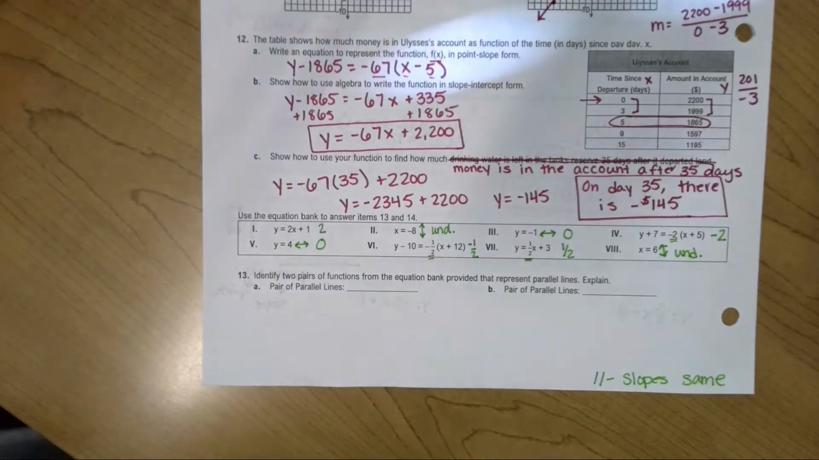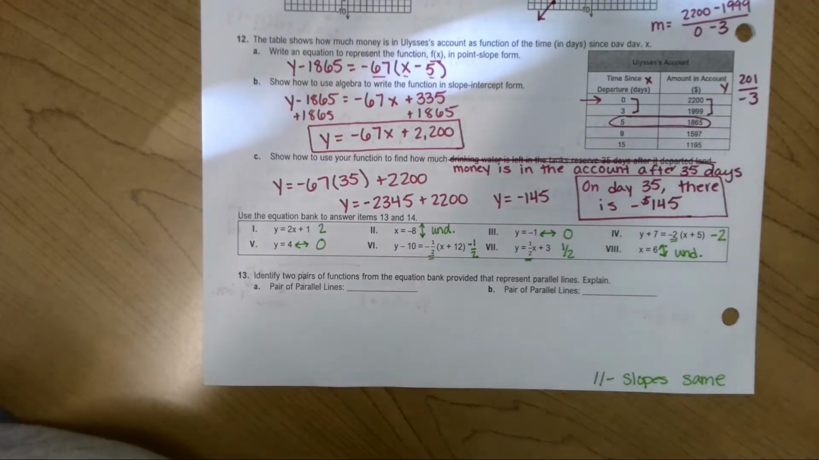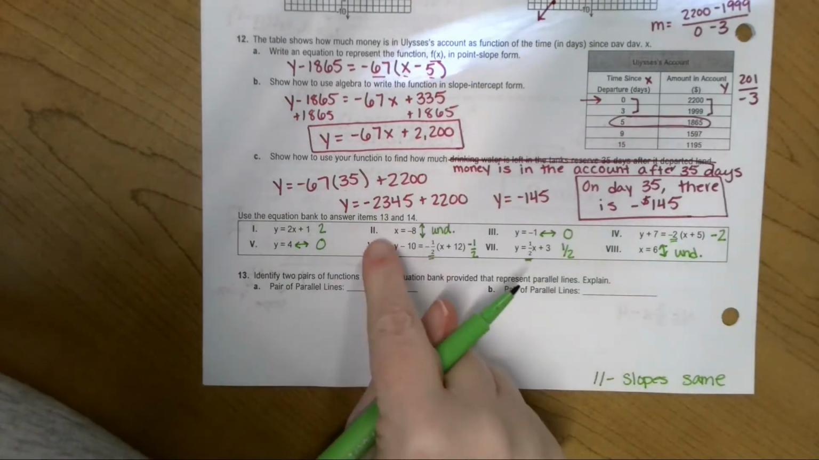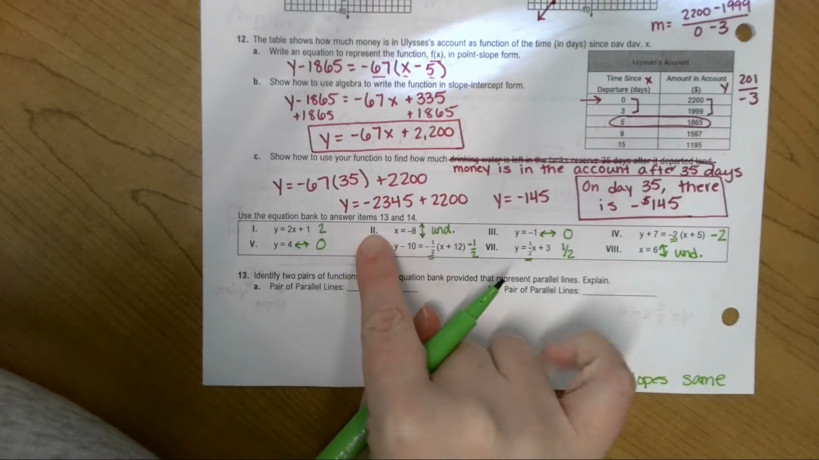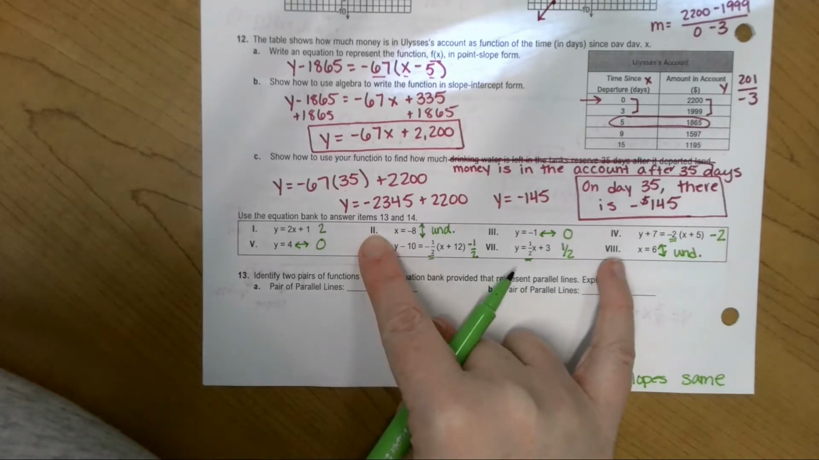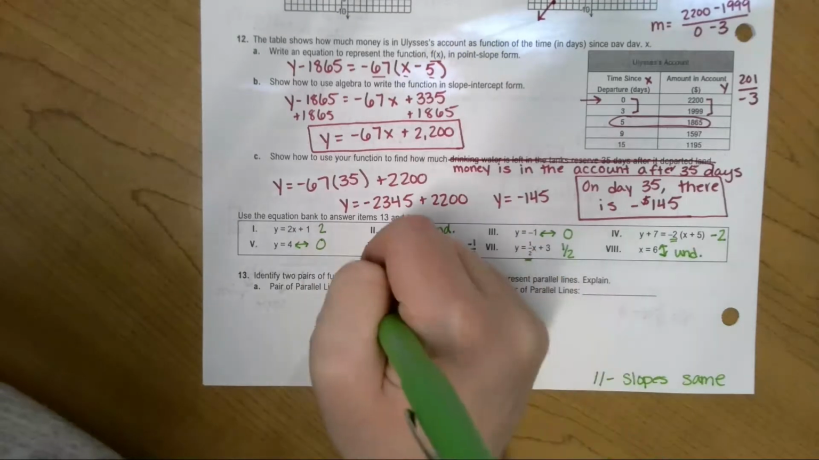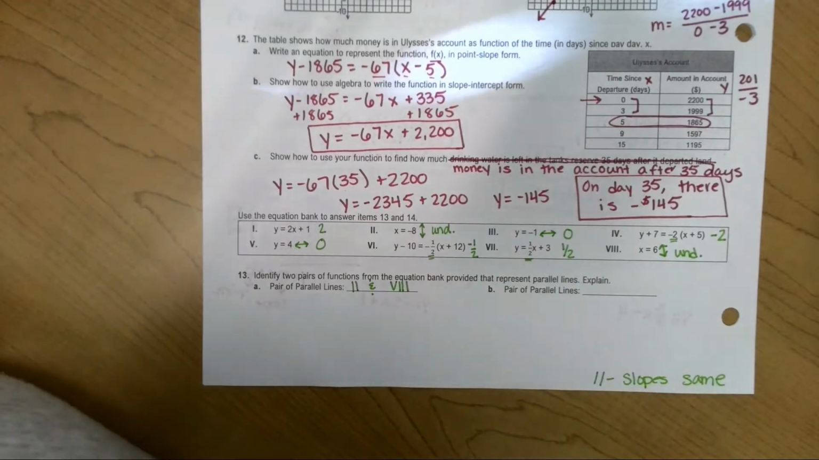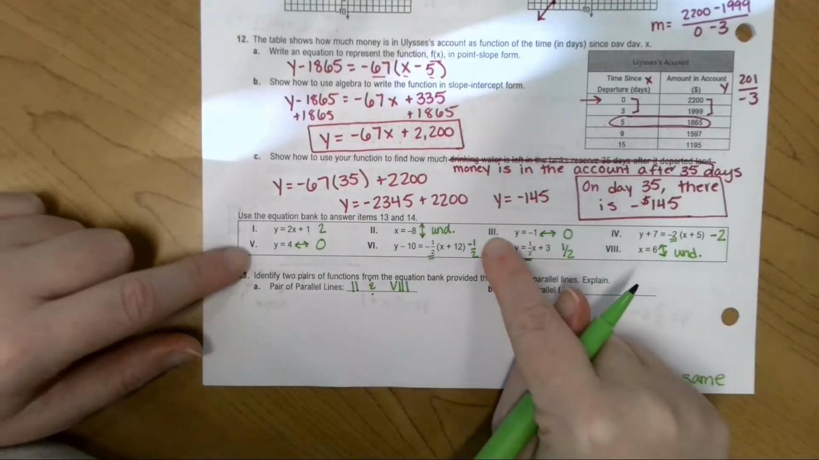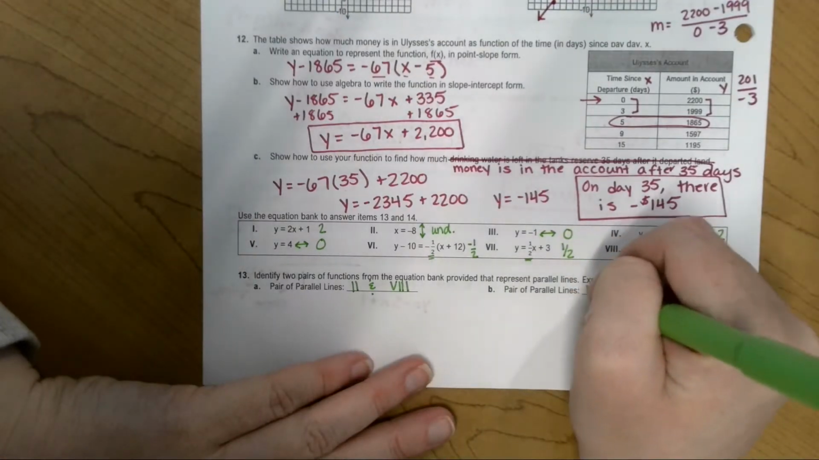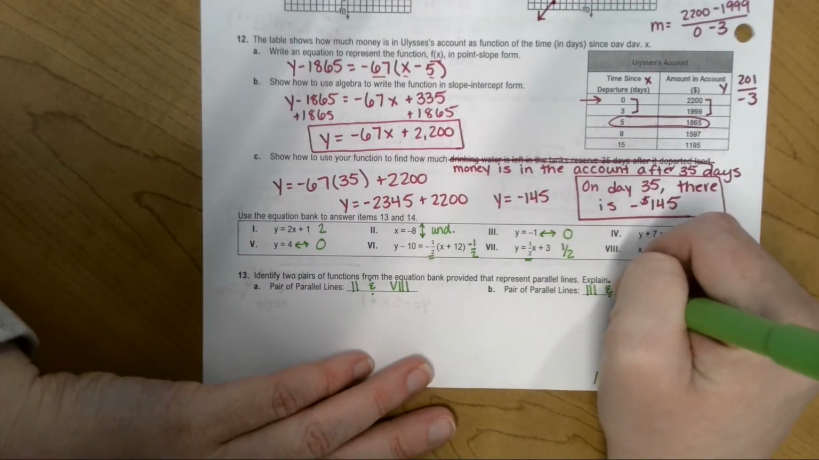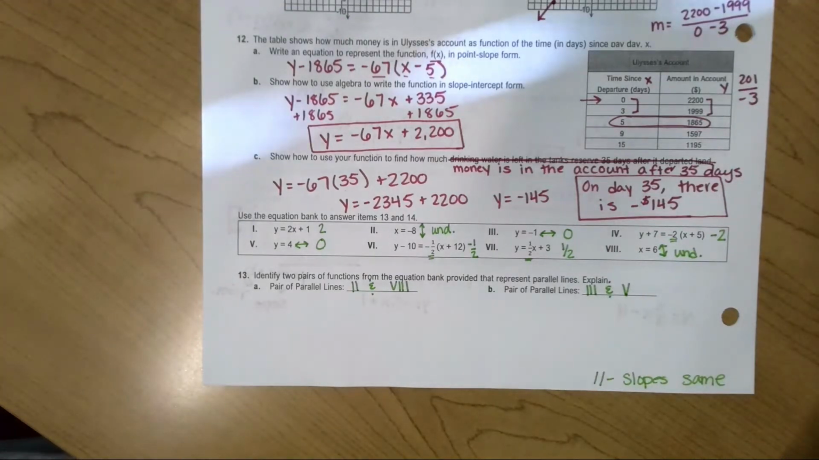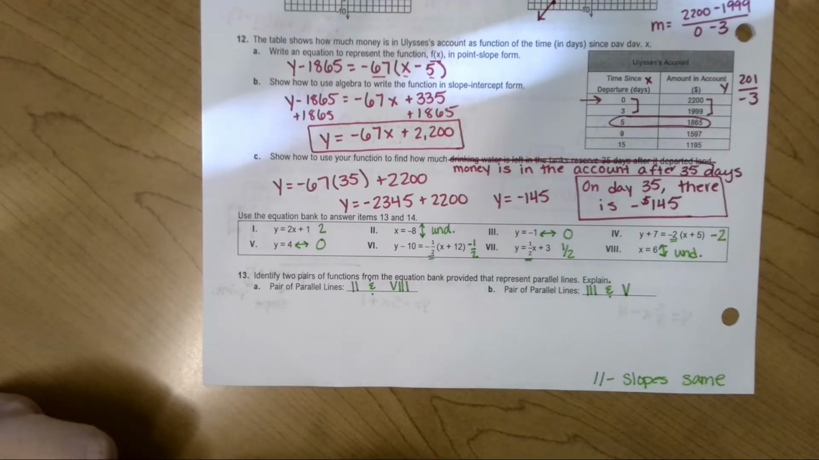All right, so I need two equations that have the same slope. So if I look, number 2 and number 8 have the same slope, so I can write those down. Those will be parallel, so 2 and 8. Those are both undefined, and then 3 and 5 both have a slope of 0. Excuse me. So those have the same slope, so those would be parallel. I don't see any other lines that have the same slope.